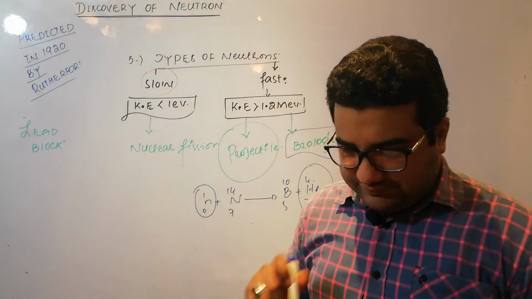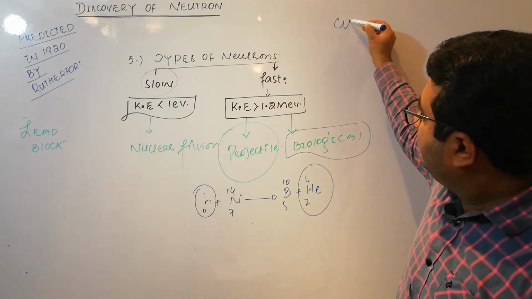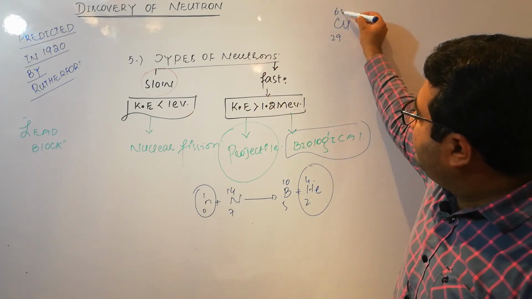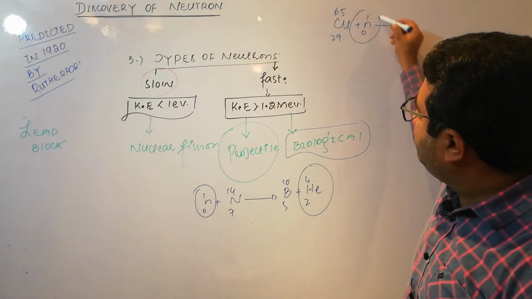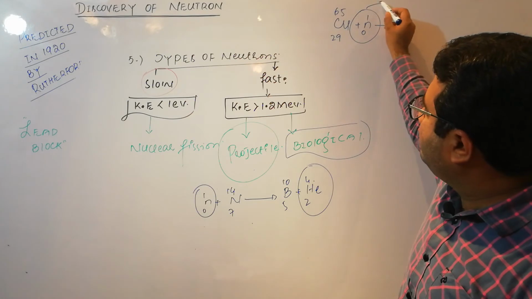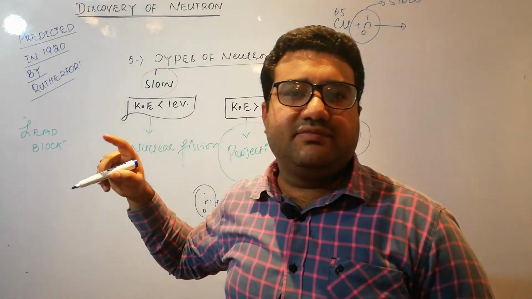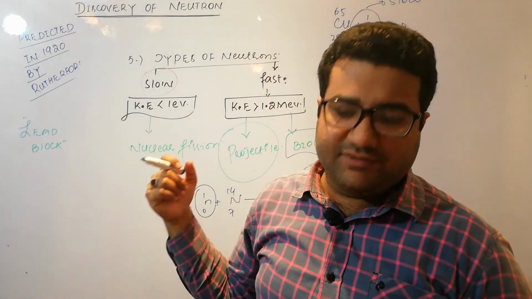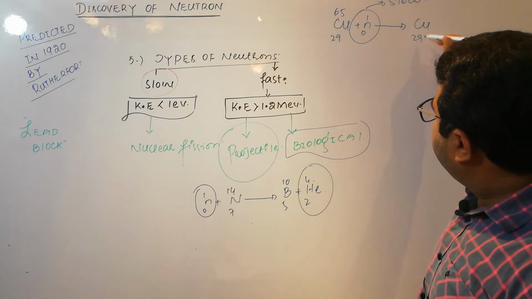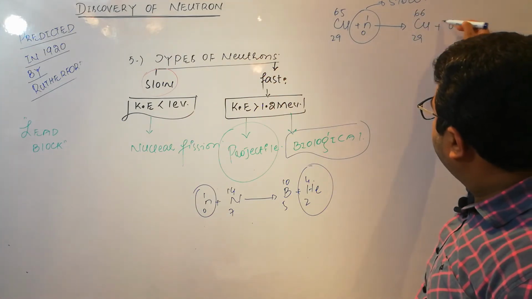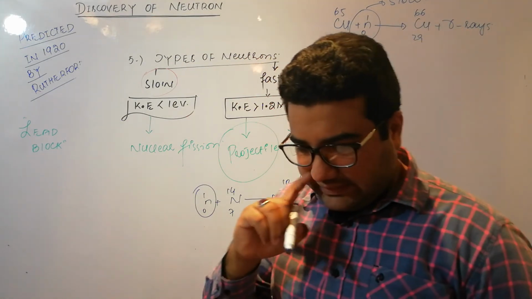Now, there is a reaction in your book that I am writing here. Copper 29,65 is hit by a neutron. Keep in mind that this neutron is not a fast neutron, but a slow neutron. All these points are very important and you must keep them in your mind in order to solve the MCQs. It will be changed to an isotope, copper 29,66, and gamma rays are released.